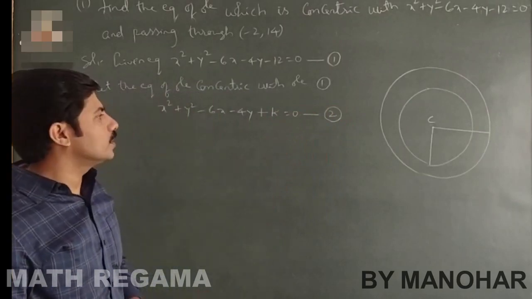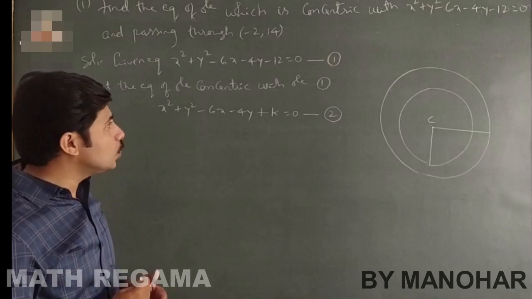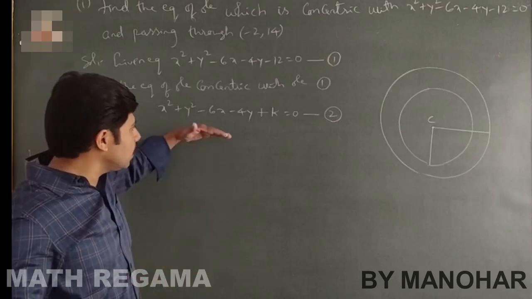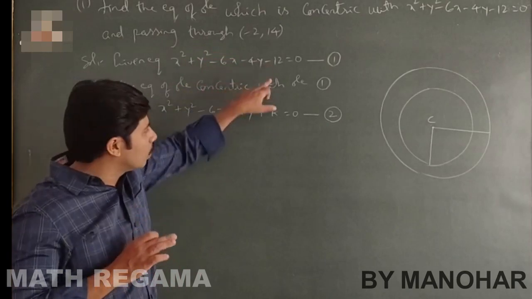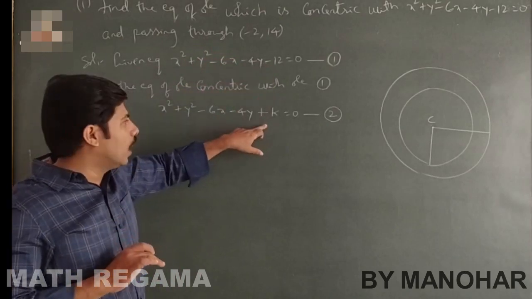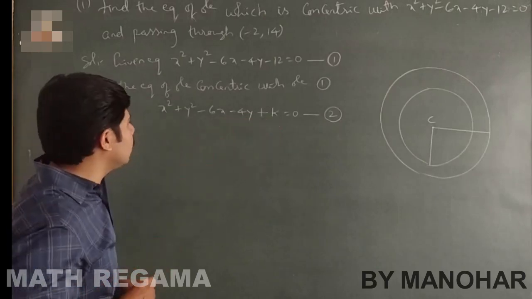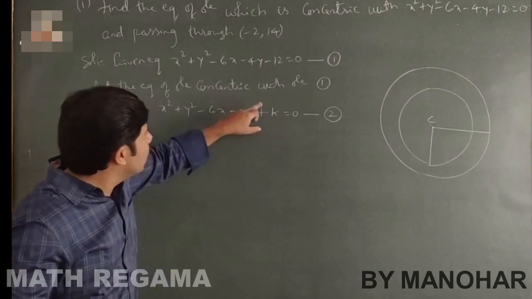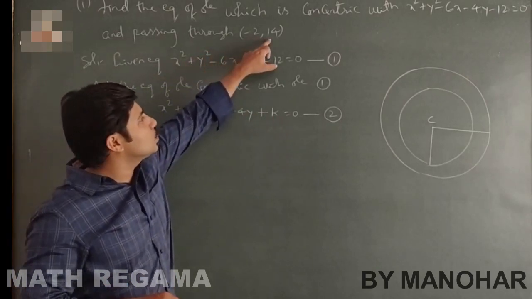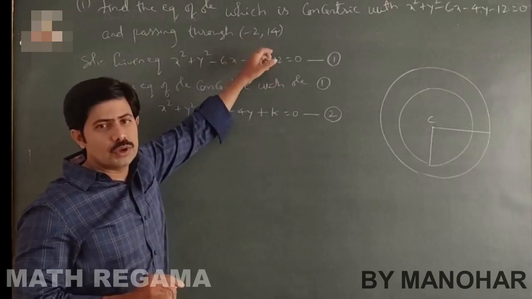Two circles are concentric, they have same center but they differ in radius. But how do we show the difference in radius in the equation? Whatever constant is given, remove the constant and add k. Now, in this equation, we have to find out k. So, how to find out k? We give one more condition. The required equation of circle passes through minus 2, 14. It is given in the problem.